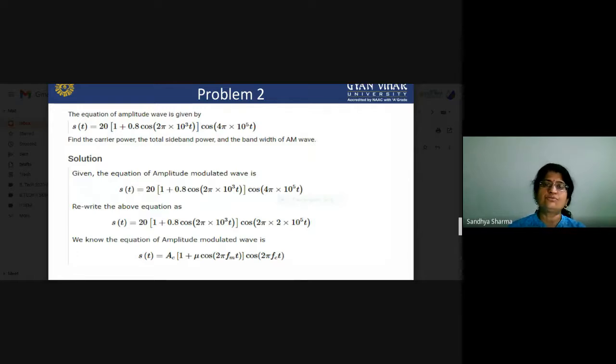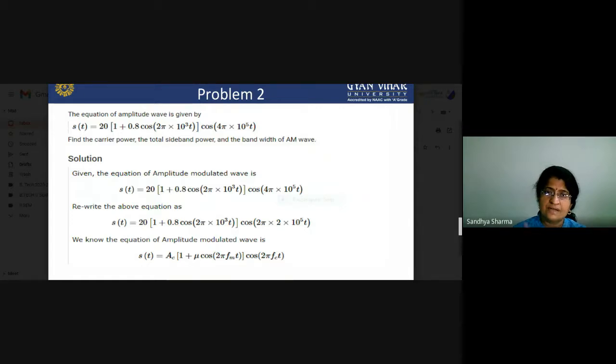So we have to calculate the carrier power, total sideband power and bandwidth of our amplitude modulated signals. First of all, you have to compare your equation with the standard equation. The standard equation is s(t) = Ac[1 + mu cos 2 pi fm t] cos 2 pi fc t. That is basically a combination of the modulating signal and the carrier signal.